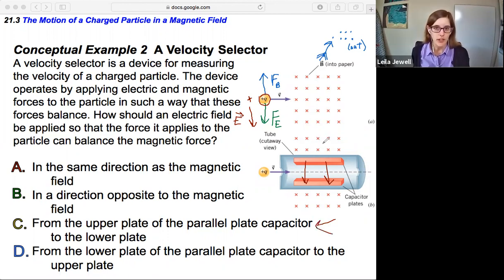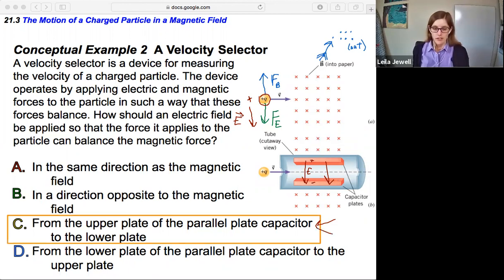We could even think about how we'd want to charge these. Which of these plates would be positive, which would be negative? Well, remember the electric field lines flow out of the positive and point into the negative. So that even tells you about the relative charges there. And we see that the answer is indeed C.